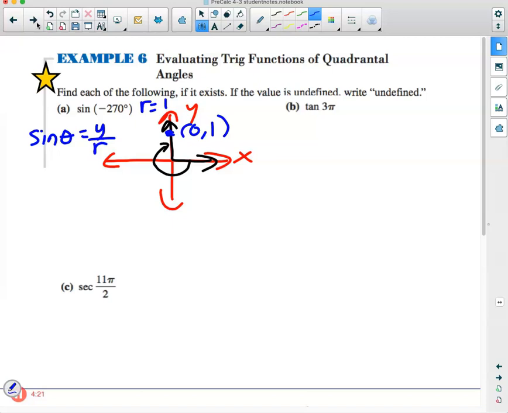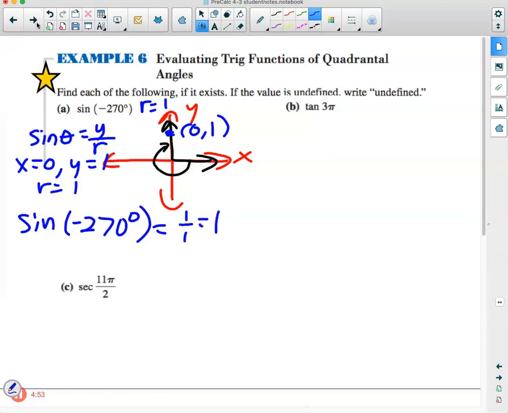So now I know that x is 0, y is 1, and that r is 1. And I know that the sine of whatever angle I'm looking at is y over r. Well, this one was the sine of negative 270 degrees. And when I know that, I have to write that. I can't stick with theta. I know that's what I need. And since it's y over r, well, y was 1 and r is 1.